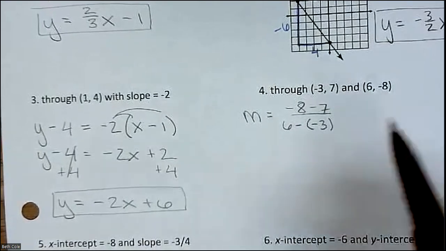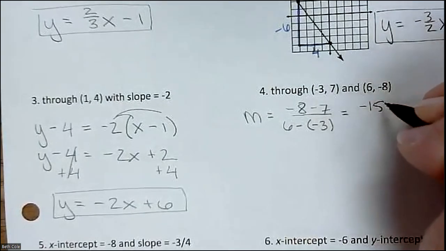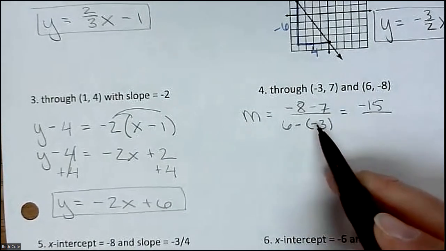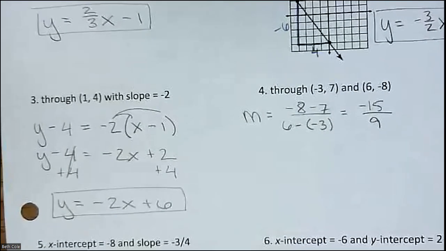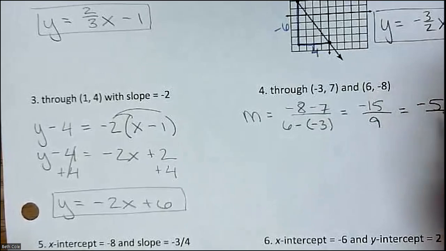Okay, we'll work it out together. -8 and -7 will be -15. I'll kind of be your calculator here. This would be 6 plus 3, 9. Perfect. And that does reduce. They'll both divide by 3. And the 5, -5 over 3. Perfect.